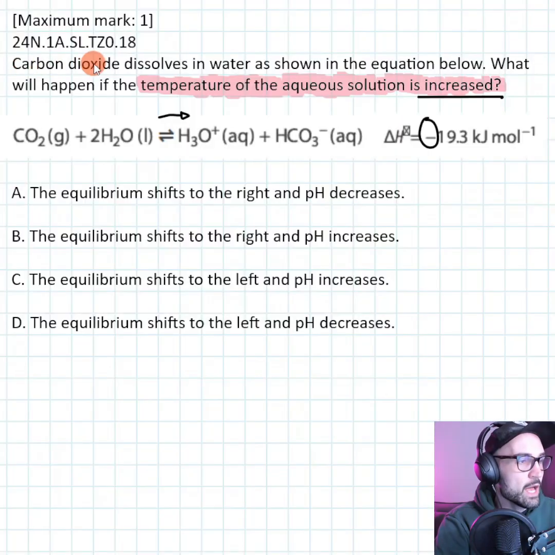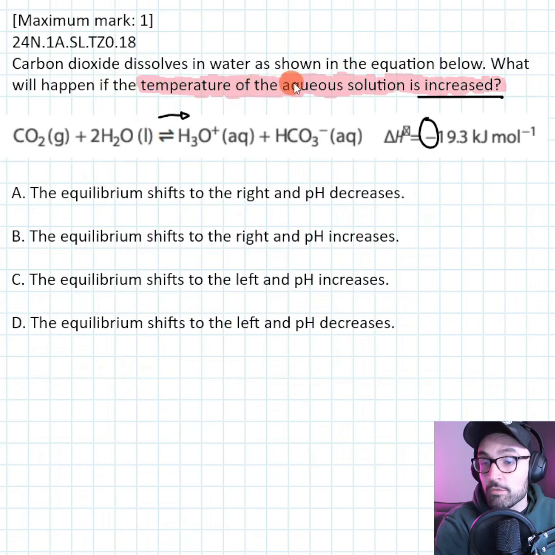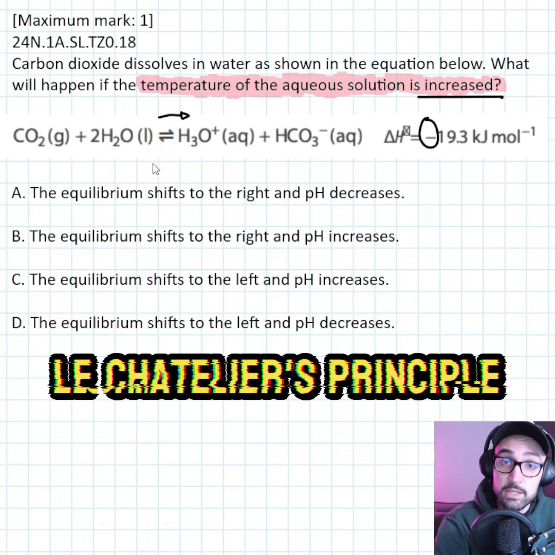Let's go. Carbon dioxide dissolves in water as shown in the equation below. What will happen if the temperature of the aqueous solution is increased? Increase the temperature of this solution right here in this reversible equation. So that's Le Chatelier's principle.